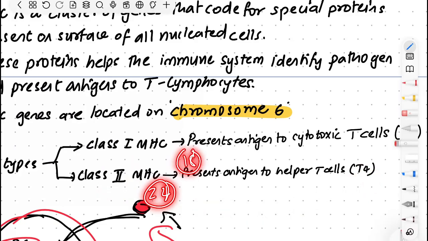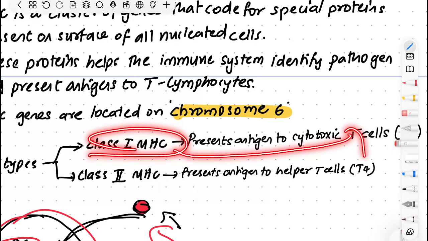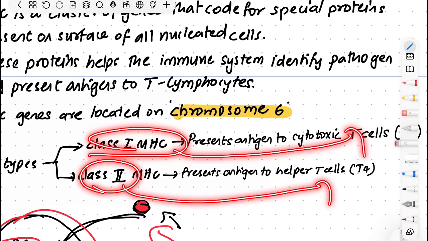This is 18. I hope you got my point. So to make you understand, I have told these things. 18 is Virat Kohli's jersey number, 24 is Surya's movie. Remember this. So class 1 for T8 cells and class 2 for T4 cells.